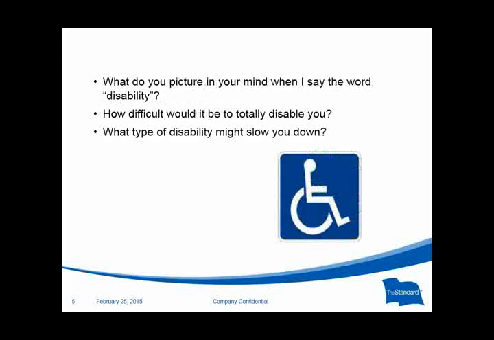The second thing I talk about is disability. And I'm covering 3 different types of disability. There are only 3 types. It's either presumptive, or it's total, or it's partial. But they don't know the word presumptive. They usually don't know the word partial. And so I try to give them words that they would recognize. And so I ask this question. What do you picture in your mind when I say the word disability? And I'll wait.